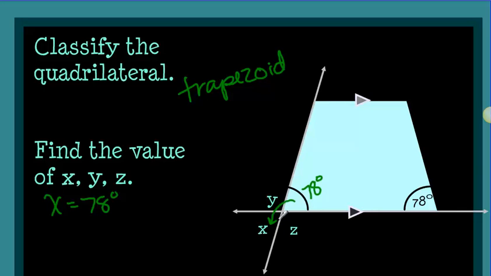How can I find y and z? Well, I know z and y are vertical, so once I have one of them, I have the other. Z is supplementary to 78, so is y. Y is supplementary to 78. So I can take 180 minus 78, and I get 102. So y and z equal 102 degrees.